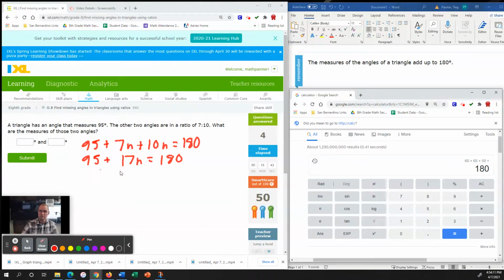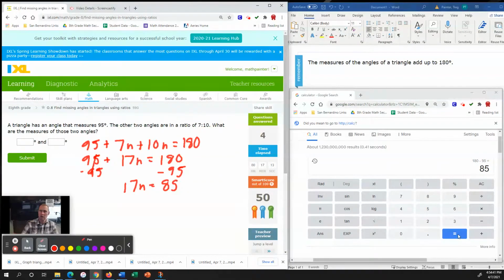All right. Next up, we're going to take 95 and subtract it from both sides. So minus 95, minus 95. 95s eliminate. So therefore, 17n comes down equals 180 minus 95. That's a good one. Takes us to a total of 85.